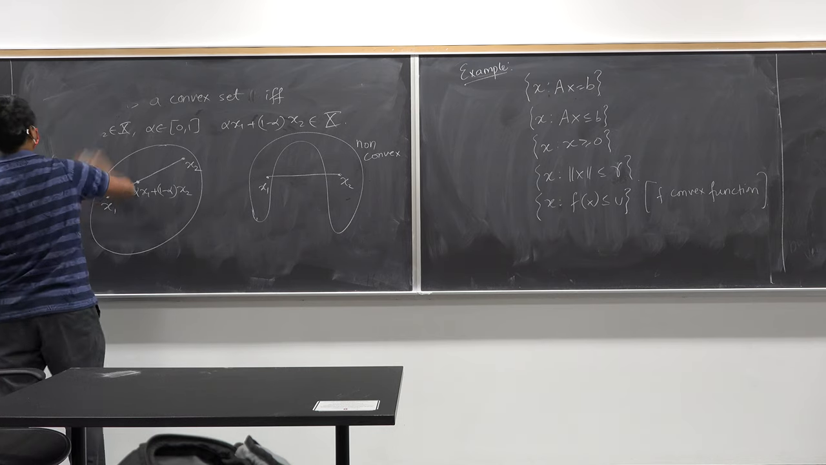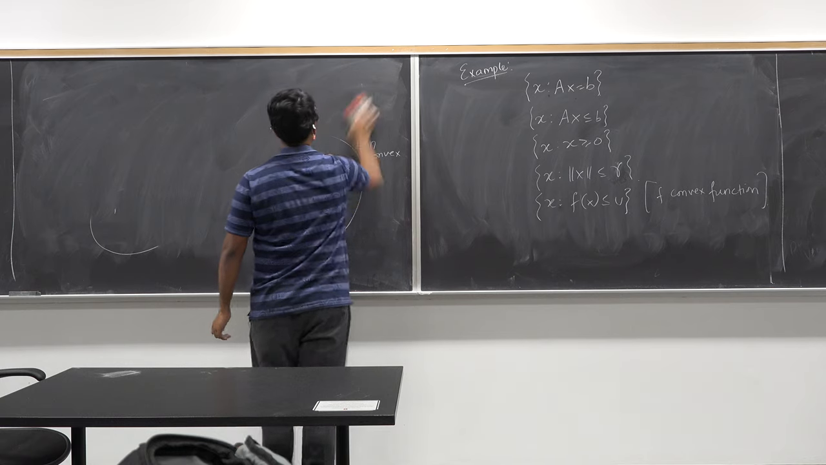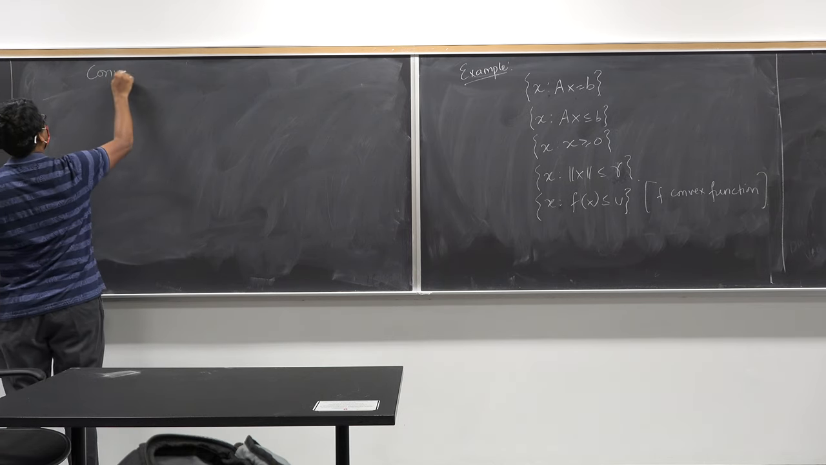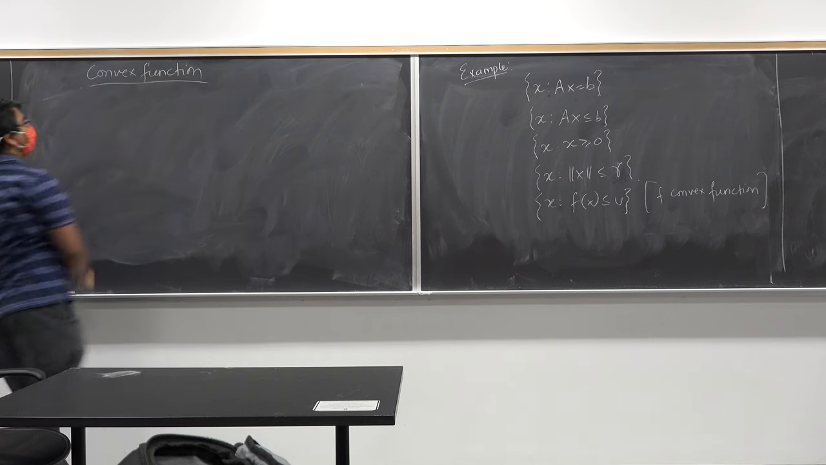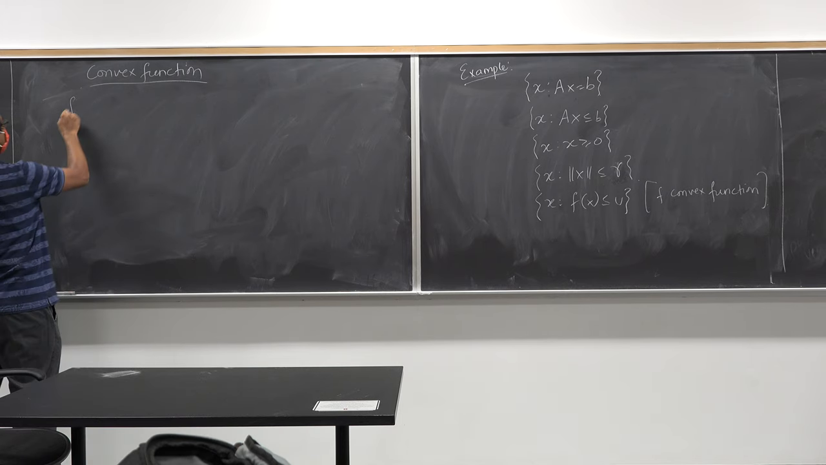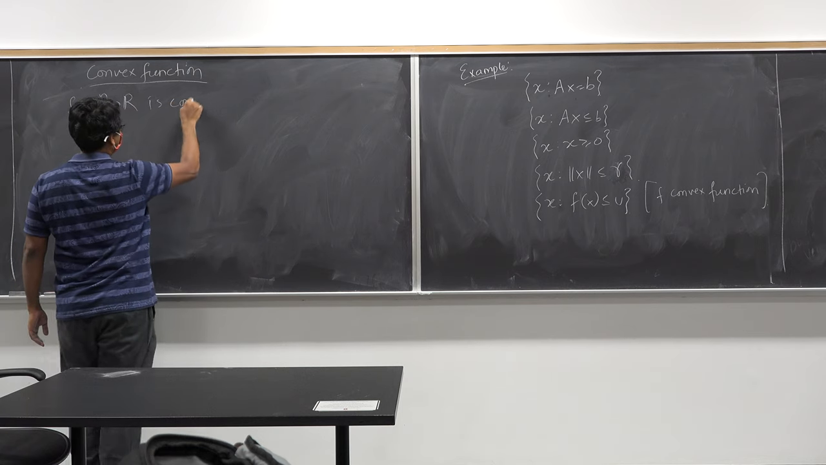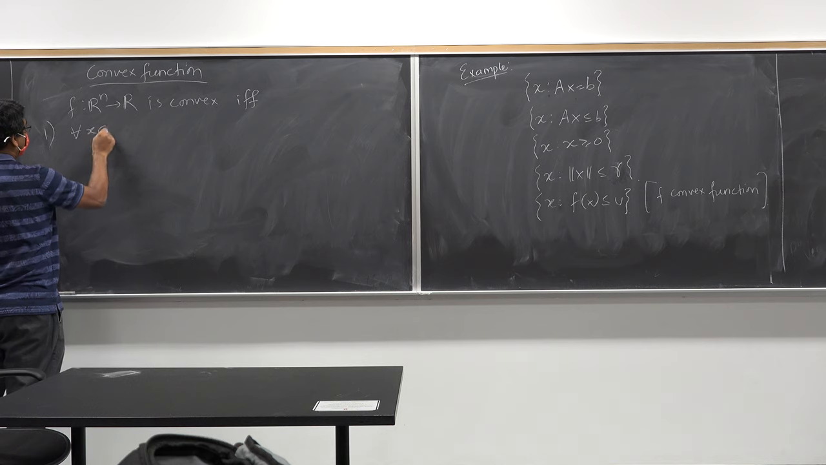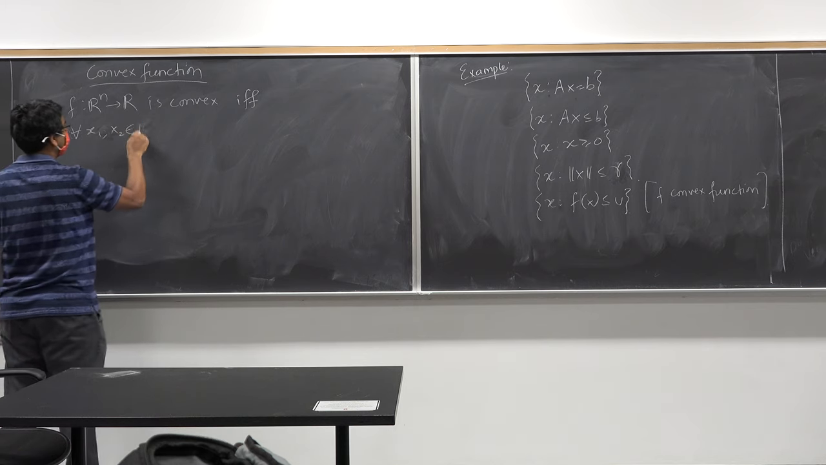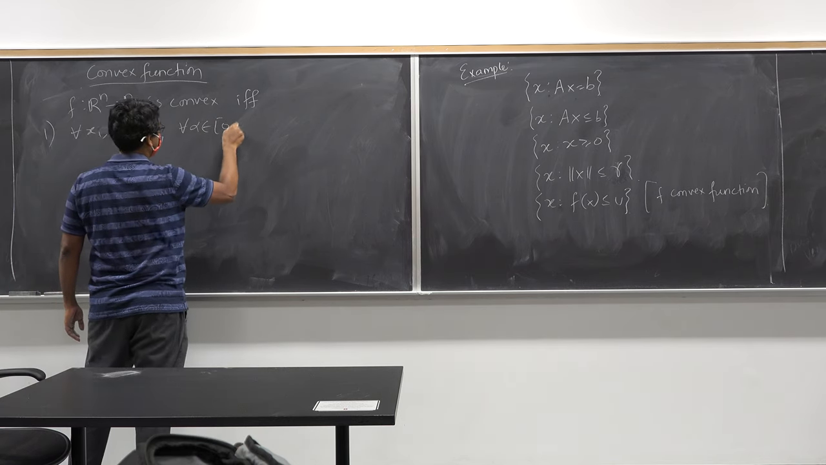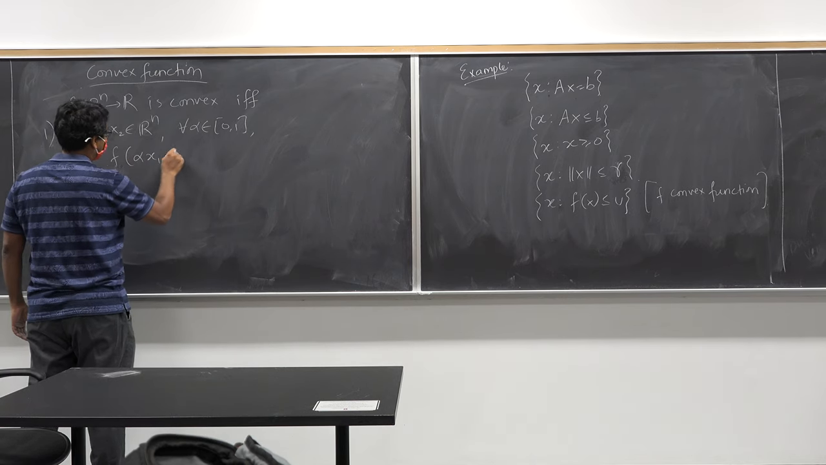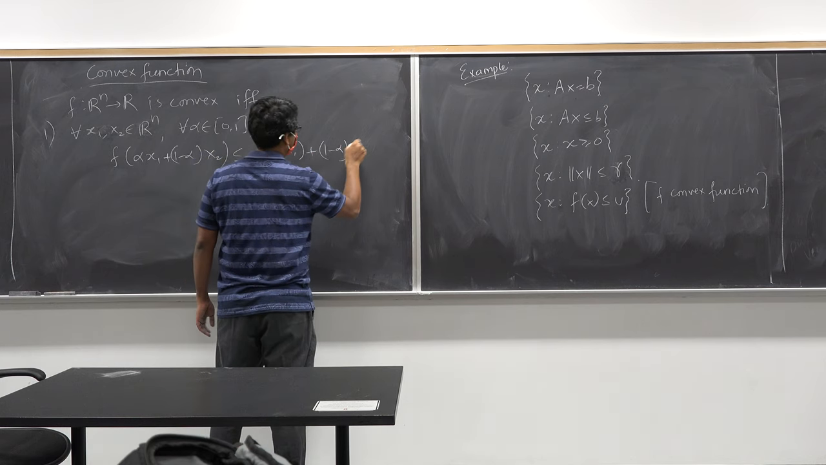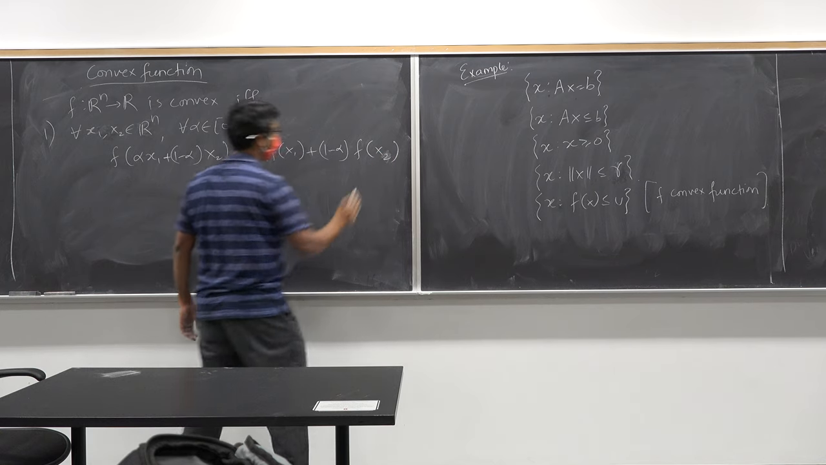Okay, let's talk about convex functions. So F from Rn to R is convex if and only if we can pick one of three equivalent conditions. The first condition is: for every x1, x2 in Rn, for every alpha in [0, 1], F evaluated at an intermediate point is less than or equal to the line segment connecting the two function values.